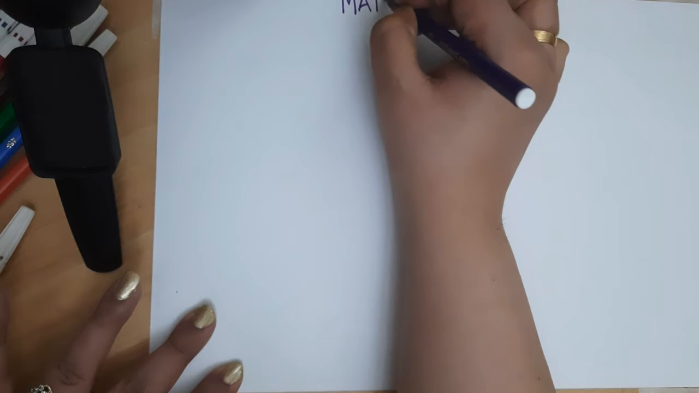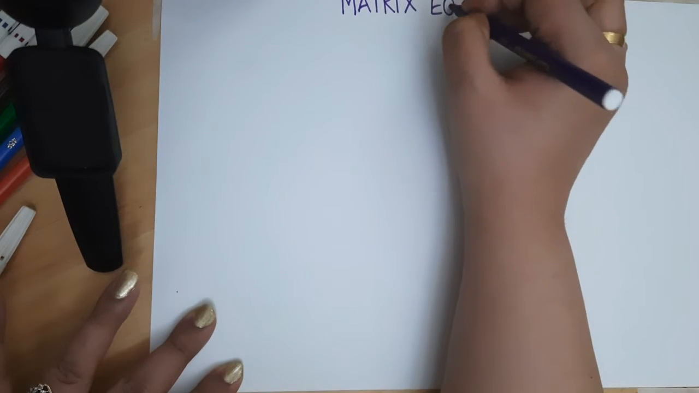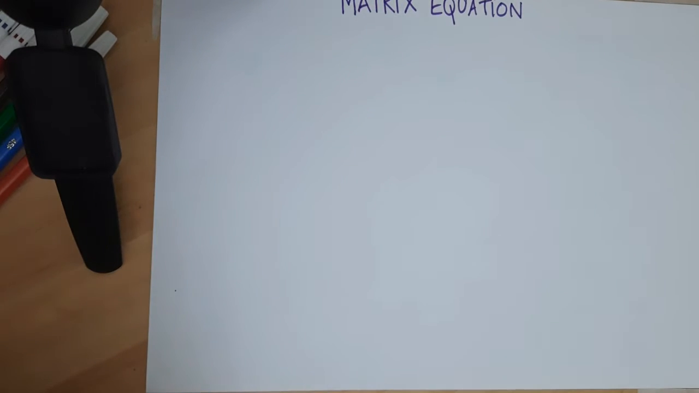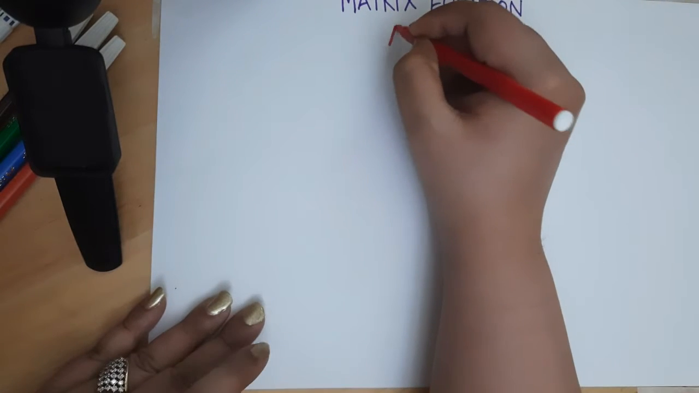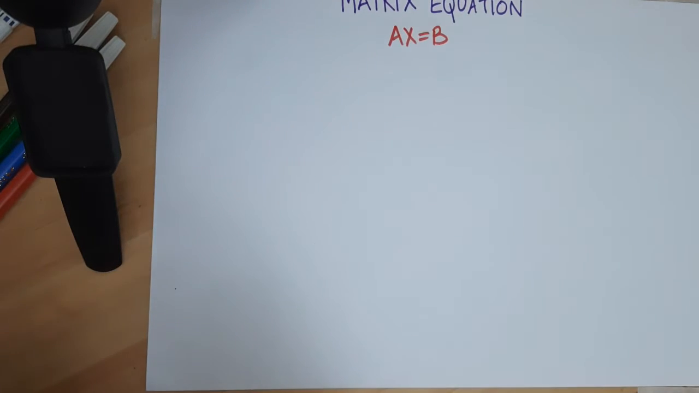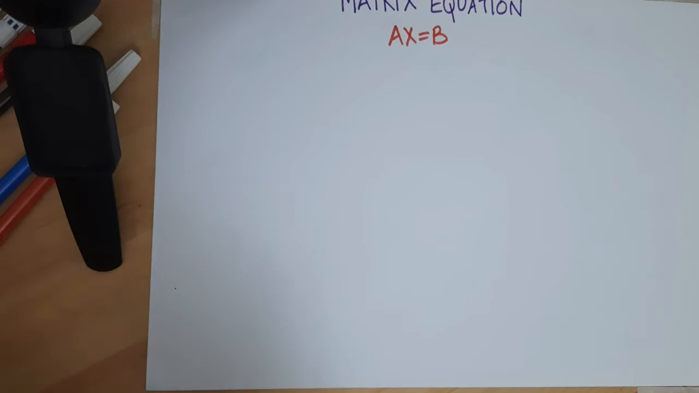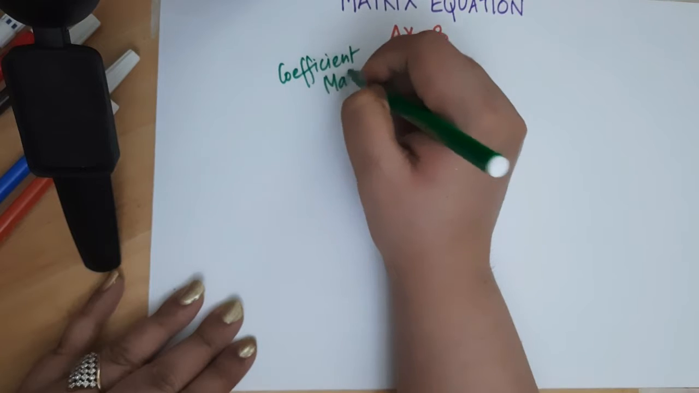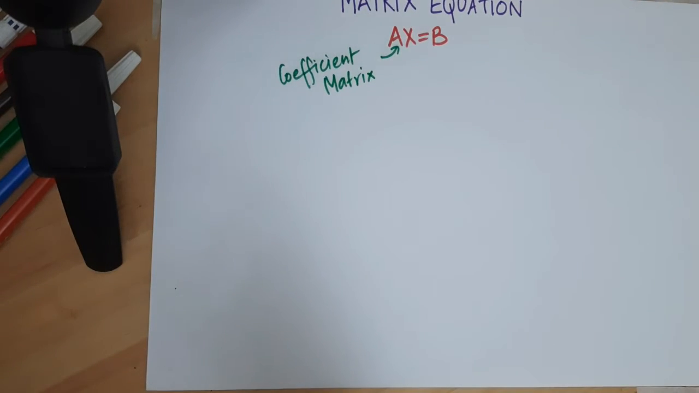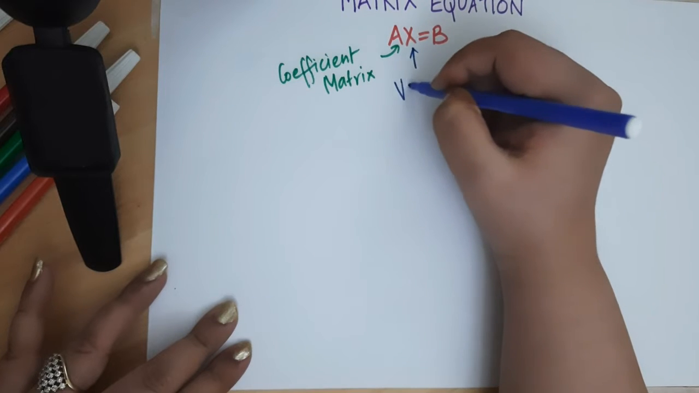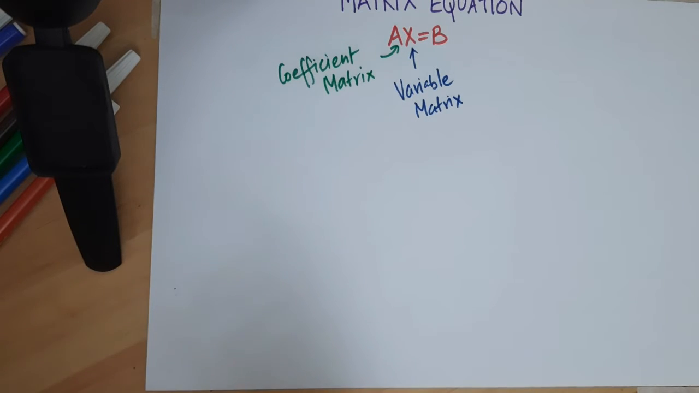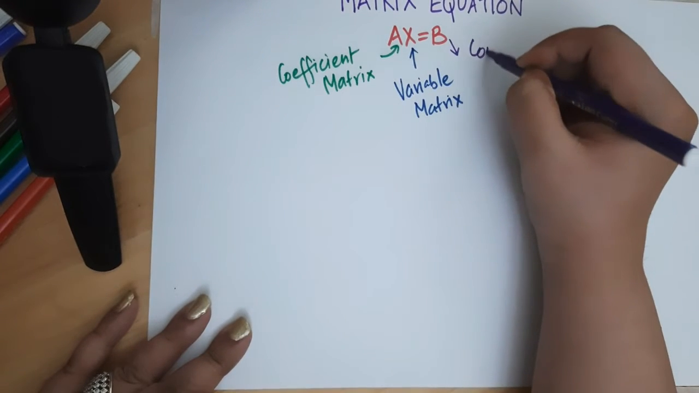Let's see what a matrix equation is and what its general form is. A matrix equation can be written in the form AX equal to B, where A is the coefficient matrix, X is the variable matrix, and B is the constant matrix.